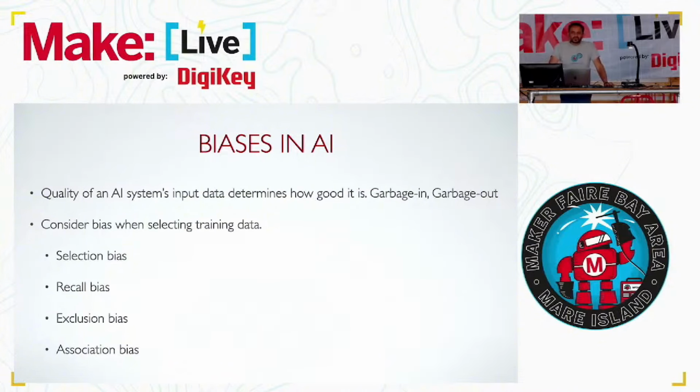Exclusion bias is when you decide that some features are not important and you throw out that data because it might be an outlier. And once you train it, you find that that feature gets underrepresented in a real-world example.